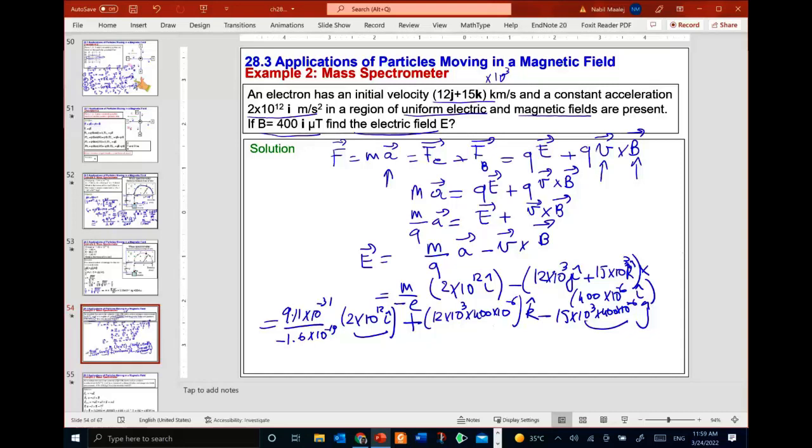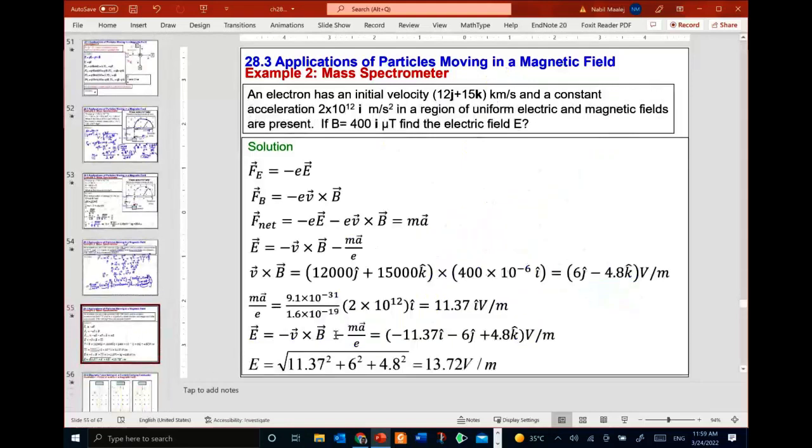So if you replace the numbers, they come out nice. Minus 11.37 I minus 6 J plus 4.8 K volts per meter. And you can determine the magnitude, square root of x squared plus y squared plus z squared. So I think we did everything correct.